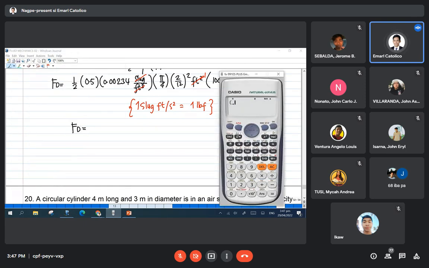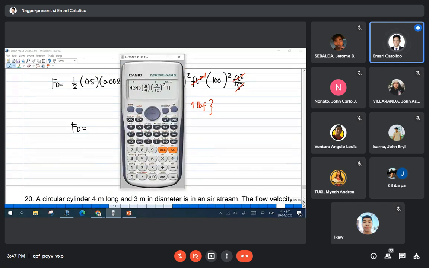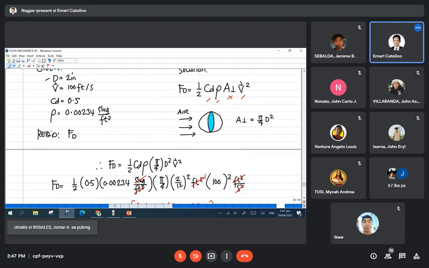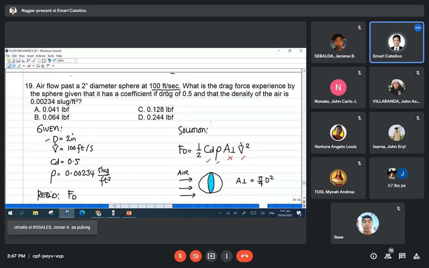So 0.5 times 0.5, 0.00234, pi over 4, 2 over 12 squared times 100 squared. So therefore, drag force natin is 0.128 pound force. So letter C.